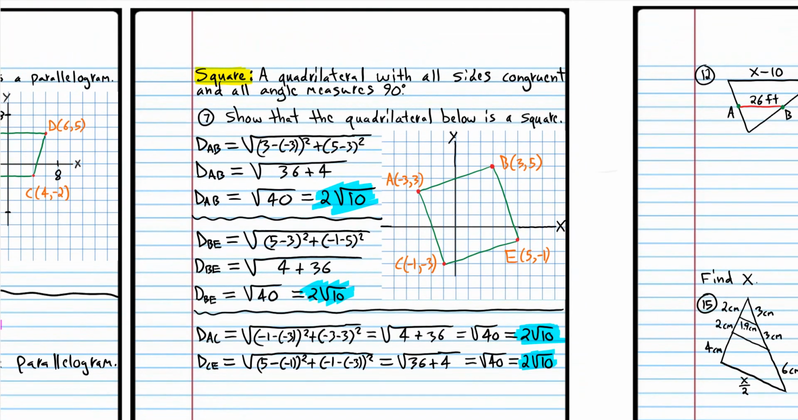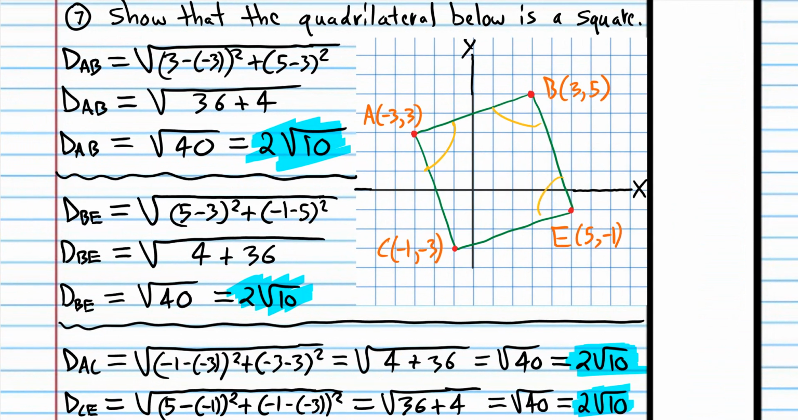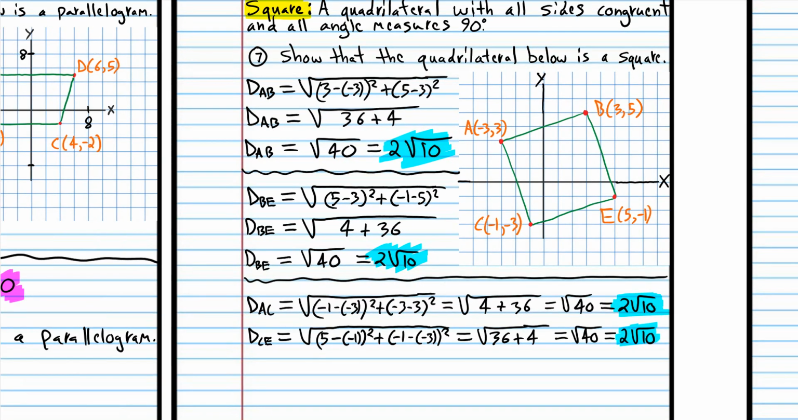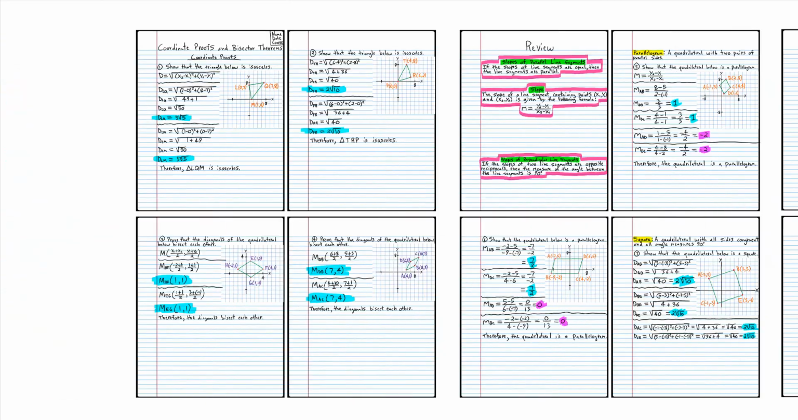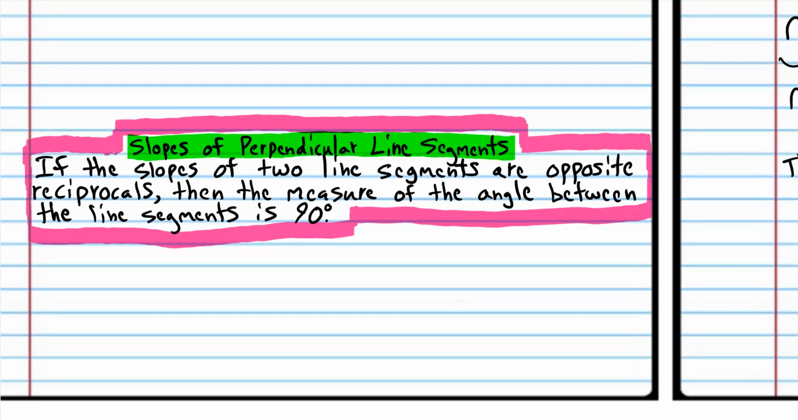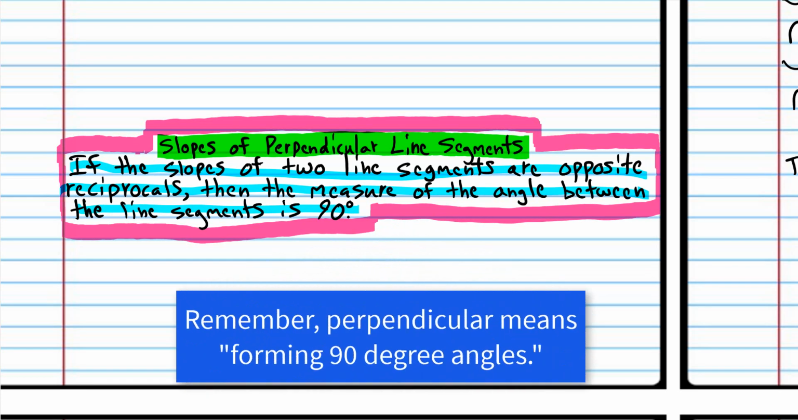So now we have to show that all the angle measures are 90 degrees. How do we do that? We haven't learned how to do that in this course yet. So what we're going to do is use this principle, slopes of perpendicular line segments. If the slopes of two line segments are opposite reciprocals, then the measure of the angle between the line segments is 90 degrees. Now, what in the world does that mean?